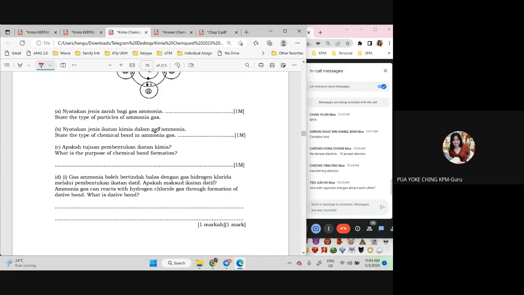Okay, tahun lepas there is no hydrogen bond, no dative bond, no metallic bonding. Tahun lepas hanya ionic bond. Okay, kalau saya tak silap. Yes, only ionic bond. Just that one just now, the 4A. Even essay tak ada.